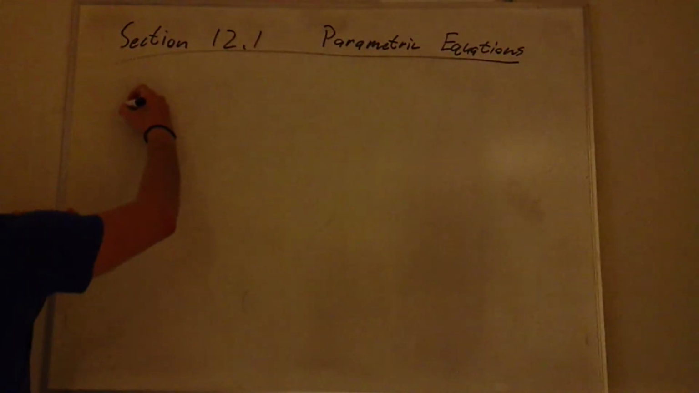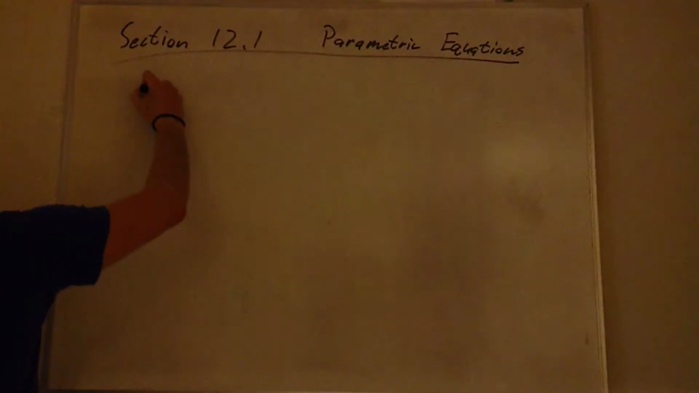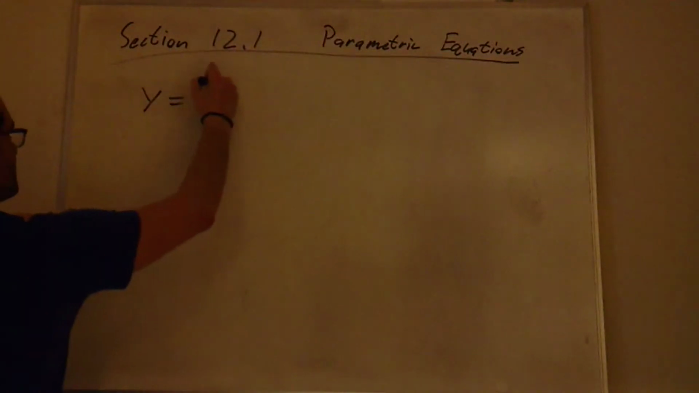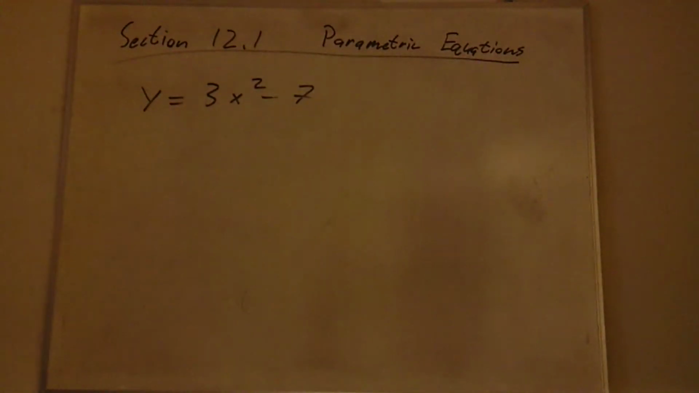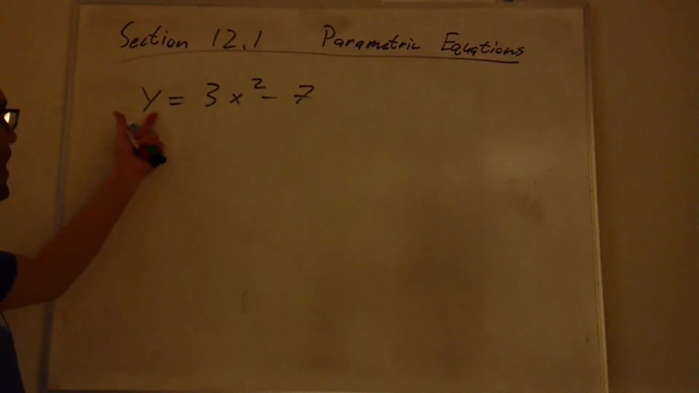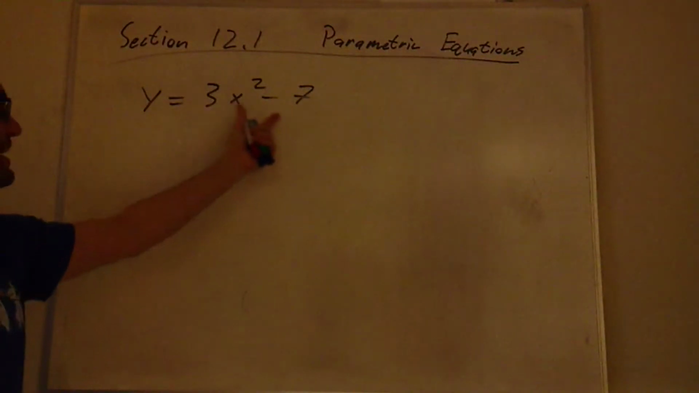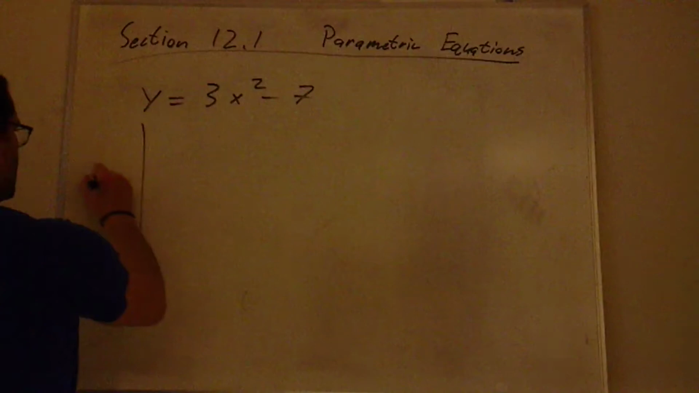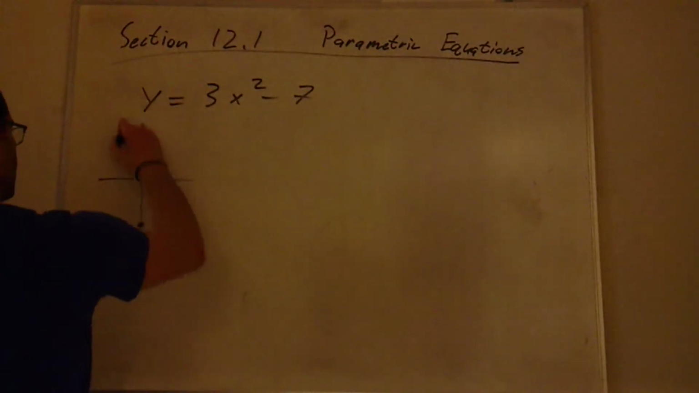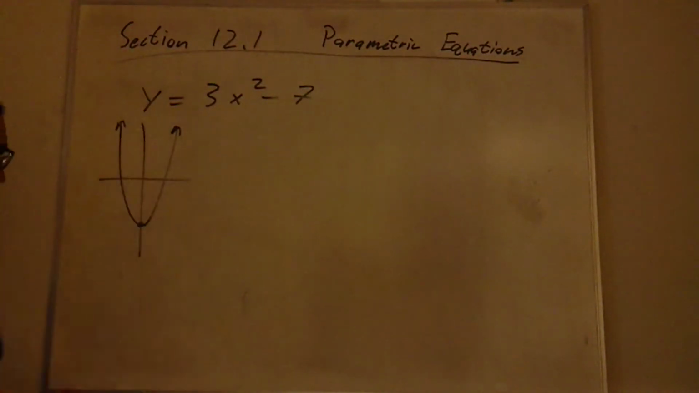The standard kind of functions that we are used to seeing look kind of like this. Y equals 3x squared minus 7. This is an explicit function. This is y as an explicit function of x. We can graph it if we want. It probably looks like this. It's down here at minus 7. It's a parabola in the meantime.